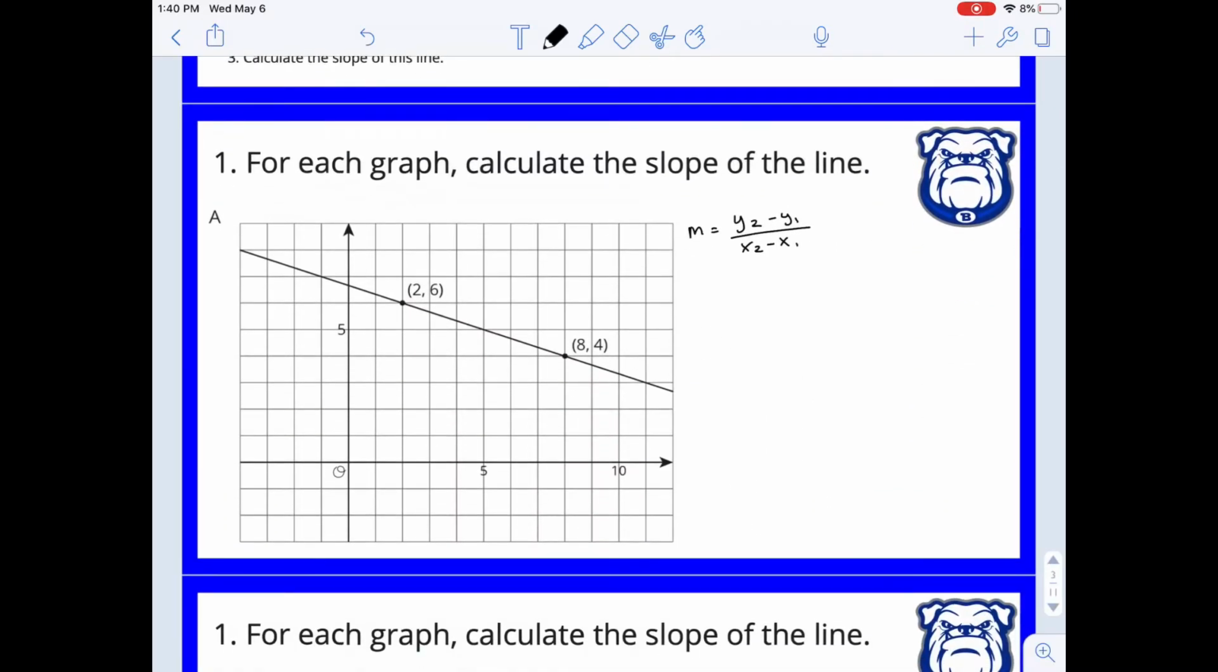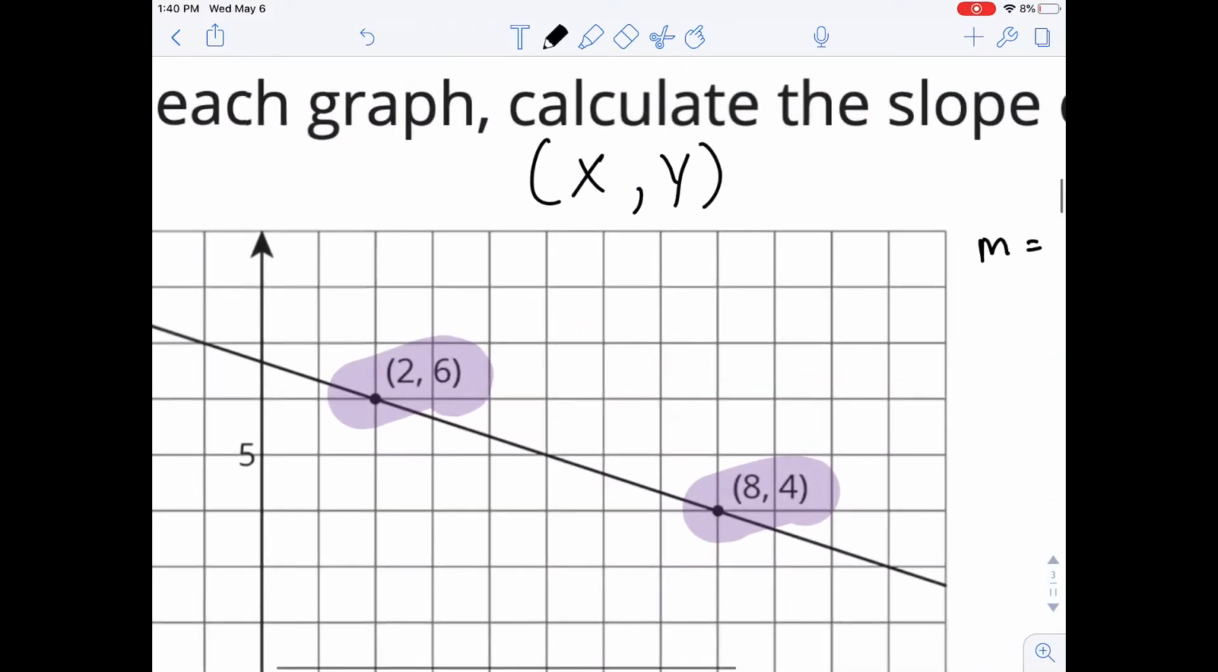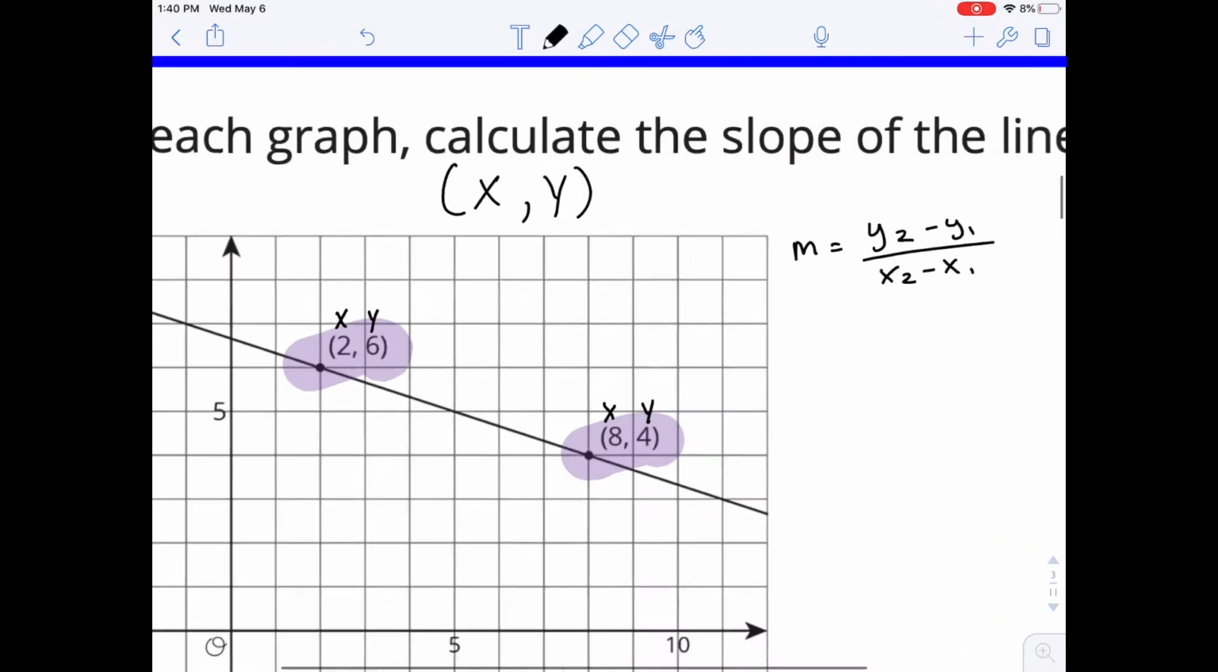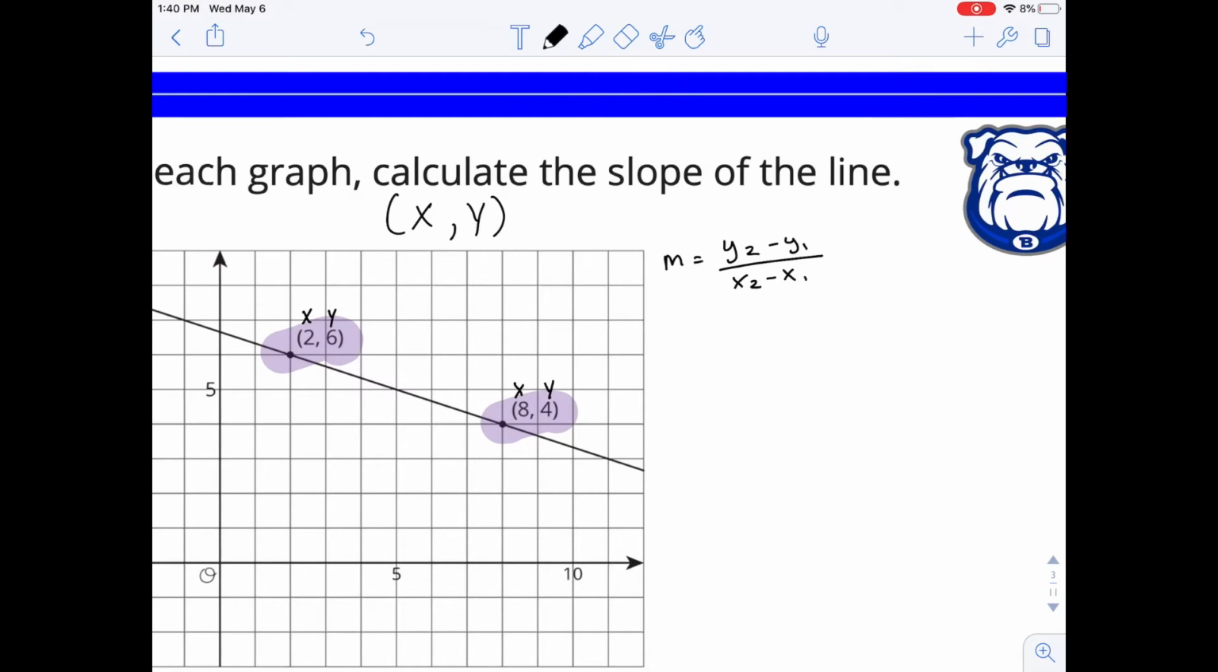Okay, so I got 2 points. I got this one and I got this one. I know in an ordered pair, because that's what we worked on last week, the x comes first, the y comes second. So I got an x here because that comes first and a y comes second. I got an x here, y, right? Now all that's left is to give these things numbers.